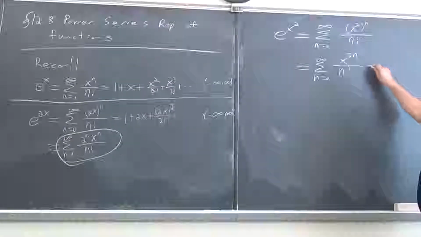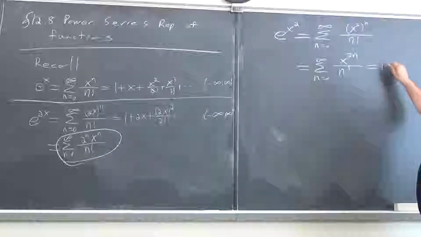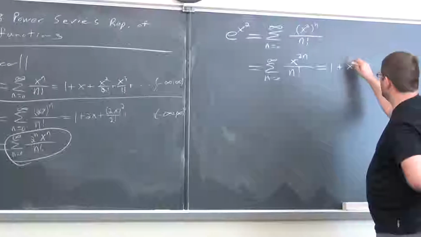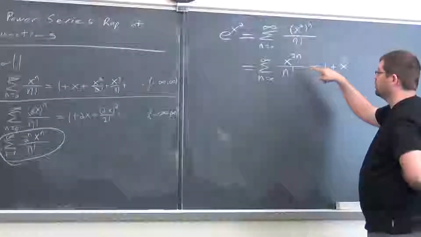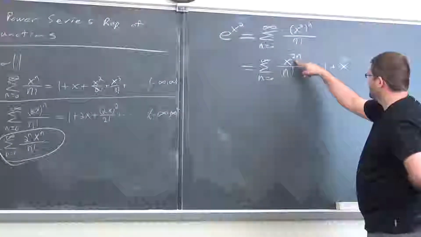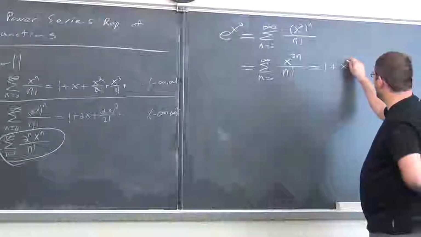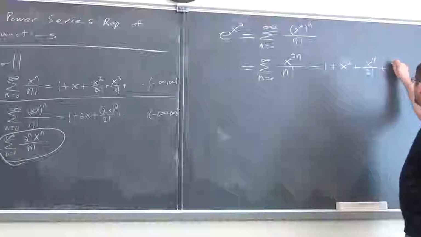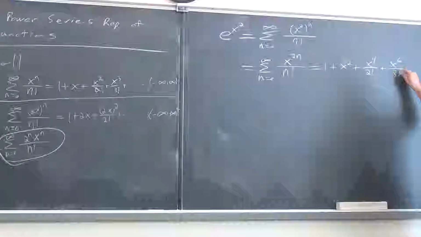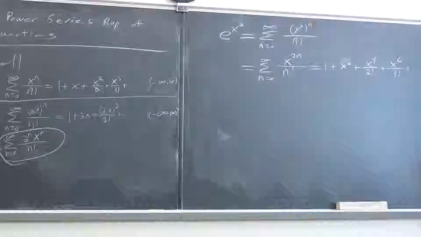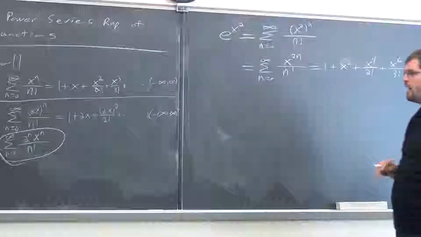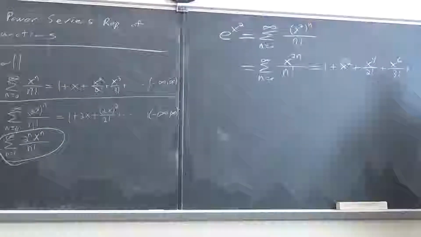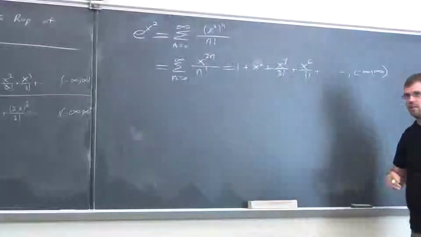Let me just notice, when you plug in 0, you'll get 1. When you plug in 1, you'll get x squared over 1. And then you'll get x to the 4th over 2 factorial, x to the 6th over 3 factorial, and so on. And again, it didn't matter what x we plugged into the equation for e to the x, so this is well defined for all x. So we'll write that at the end.